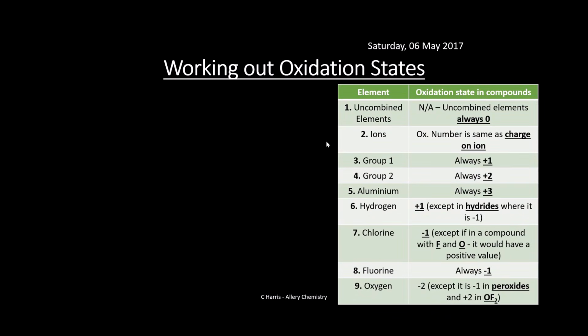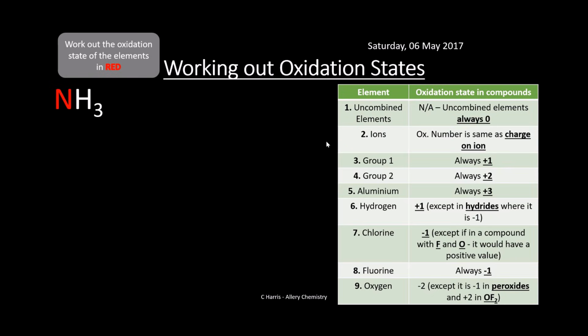Right, so we're going to work out some oxidation states. So I'm going to go through a few examples here and give a little bit of an explanation. I've dragged the table along onto this side so you can obviously use them. So we're going to work out the oxidation states of the elements in red. So let's look at this one. Nitrogen. Hydrogen has got a charge of +1. Remember, it's not a hydride, so it's always +1. You've got 3 of them, so that means nitrogen must be -3.